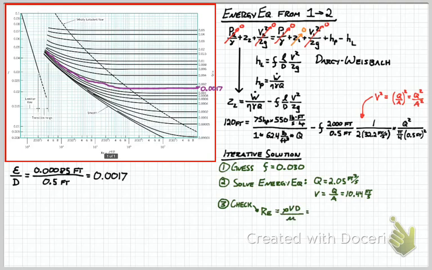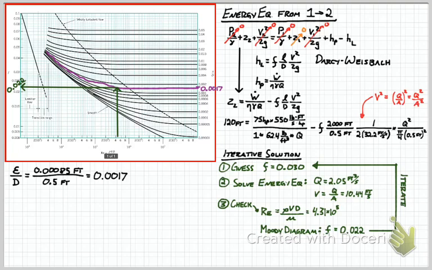So we've made a guess for f, we've solved the equation, and now we're going to check and see if our guess was a good guess. Now that we have a velocity, we can calculate a Reynolds number. I get 4.31 times 10 to the 5th. And we take that Reynolds number and go to the Moody diagram. So we locate that on the x-axis, read up to the line that describes our relative roughness, read directly over to the y-axis, and I get a friction factor of about 0.022 based on my read of the chart. This is where the iteration comes in. That friction factor is not what we guessed, and so our guess needs to be updated.